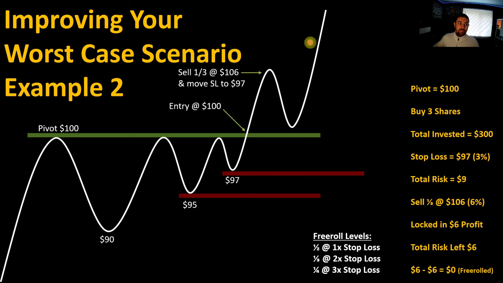Let me now add a little bit more spanners into the works. So improving your worst case scenario, example number two. Let me just take you through some free rolling maths here. So the free roll levels, assuming everything is in single digit percentages, you could sell half at 1x your stop loss. That can be your initial stop loss, or it could be where you move your stop loss to, okay? You do not always need to look to get break even or free roll where your initial stop loss is. You can move your stop loss up, which I'm going to teach you. 1/3 of your position at 2x your stop loss, or 1/4 of your position at 3x your stop loss.